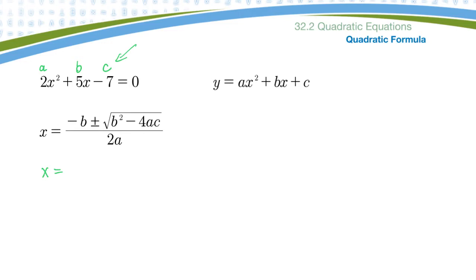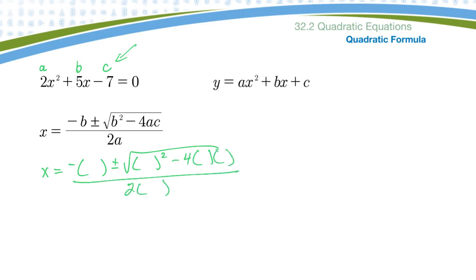Okay, so when I'm doing this, I like to go minus, and I just put a blank wherever there's a variable. That helps me so I don't make as many mistakes with negative signs. So b in this case is a 5, and this is a 5. a is a 2, and c is a negative 7. The a in the bottom is a 2.